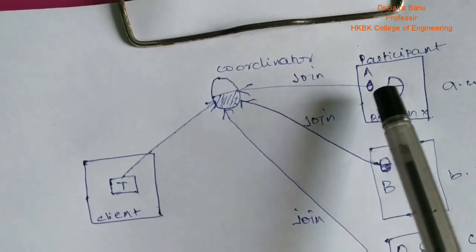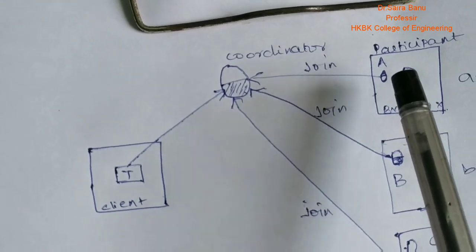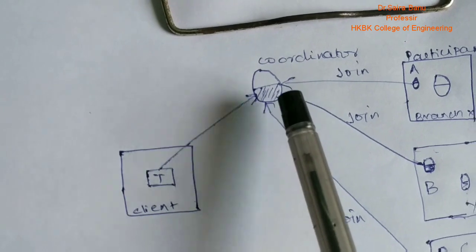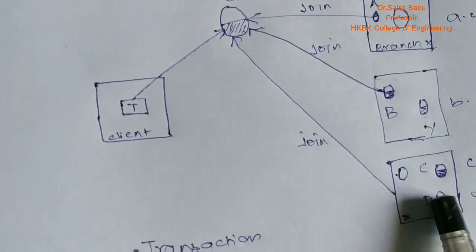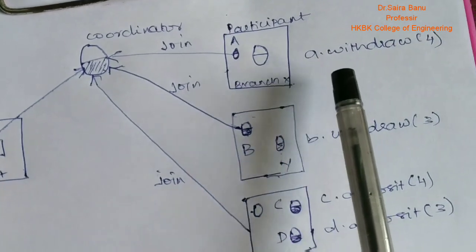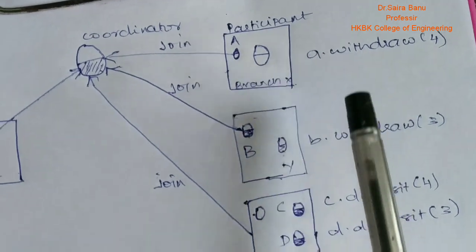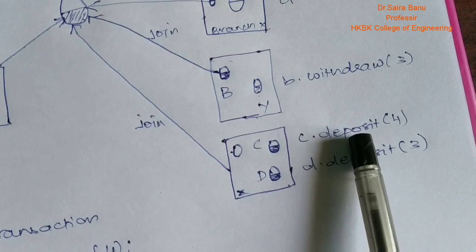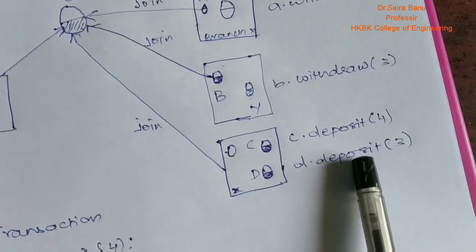Now the objects in the server are called participants. Each participant will know the coordinator and the coordinator will have the list of references to the participants. Now these are the methods. A is the object, withdraw is the method. B is the object, withdraw is the method. C is the object, deposit is the method. D is the object and deposit is the method.